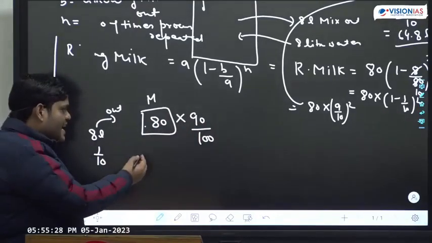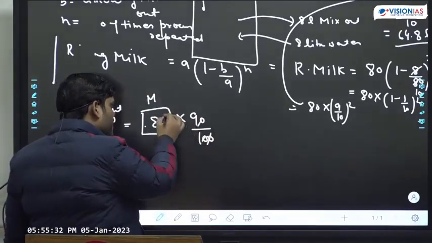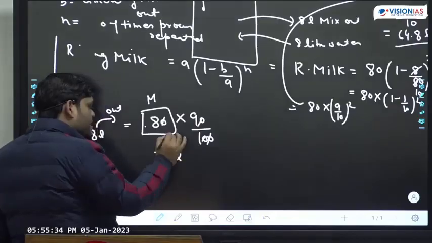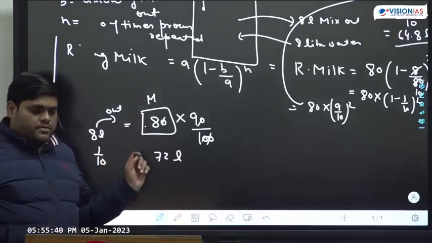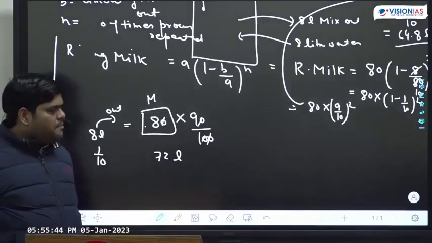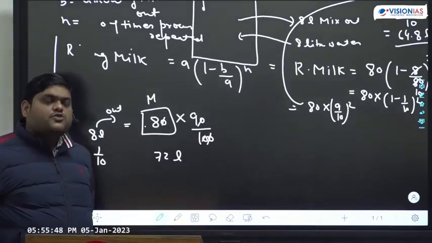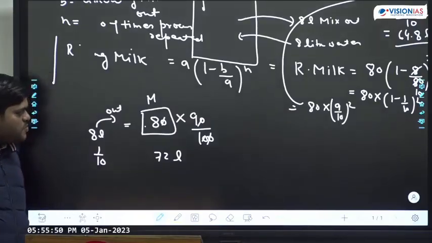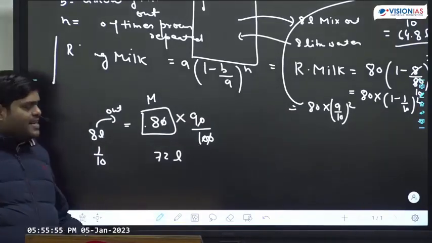So you can see that after the first process, total milk left will be 72 liter. Total milk left will be 72 liter. Is this making sense or not? 72 liter. Okay. Now what happened?